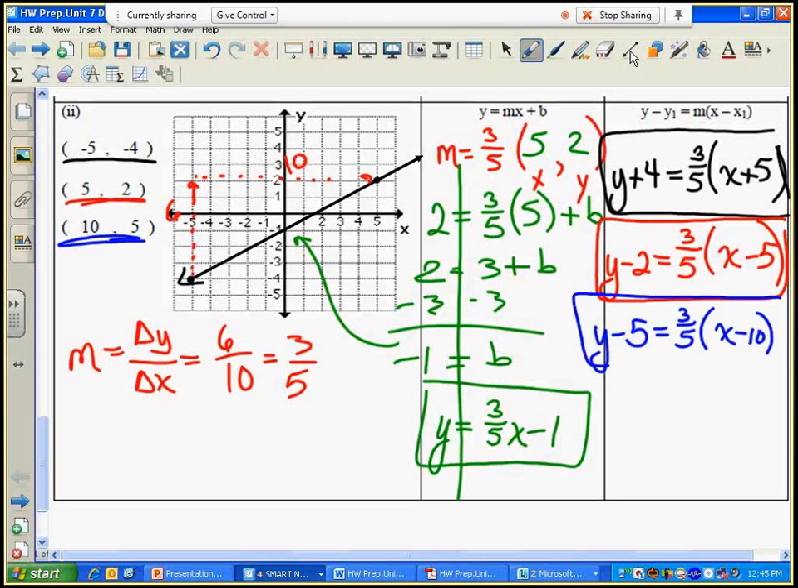Either one of those 3 equations, the black, the red, or the blue, would be a correct equation in point slope form. They'll all 3 give you the same line as what we found with our slope-intercept equation. Okay? All 3 of those, or actually all 4 of those equations, will go through our 3 given points.